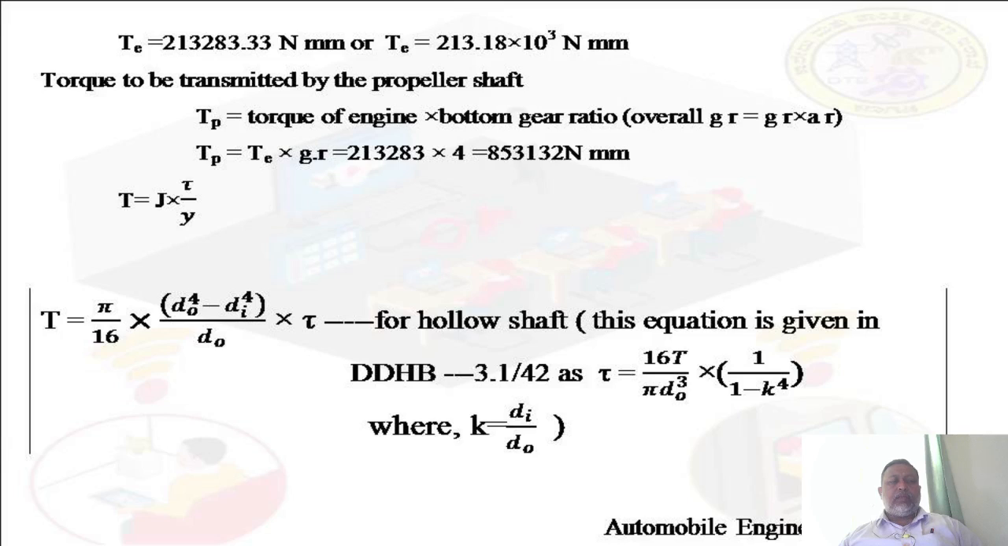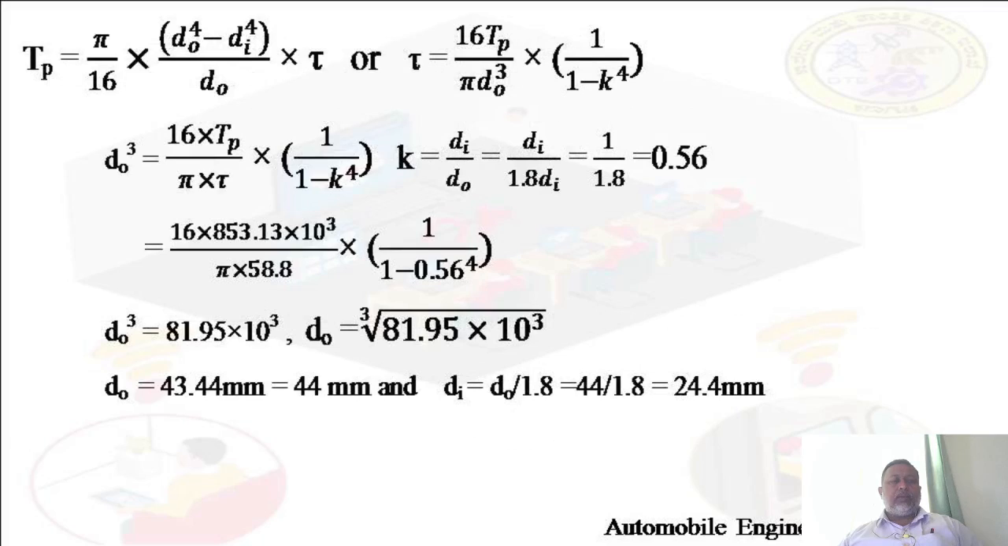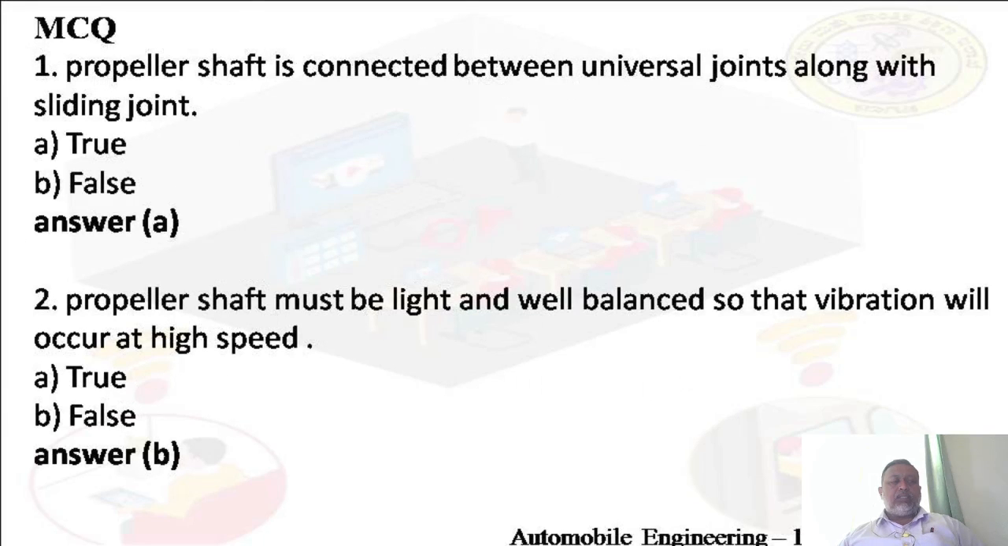After getting the torque of the propeller shaft, just substitute in the equation for torque, tau equal to 16T by pi d naught cube into 1 by 1 minus k4, so that I can have d naught cube equal to 81.95 into 10 raised to 3. Therefore d naught is equal to 43.44 mm. From this, di is equal to 24.4 mm. So that completes our session.